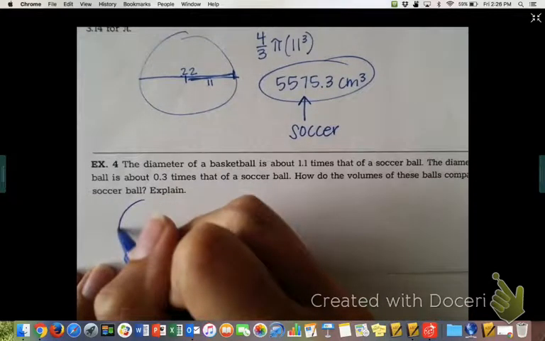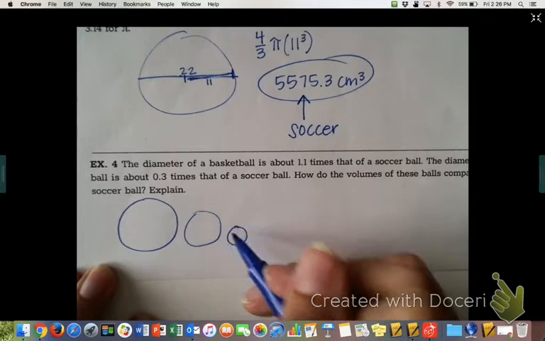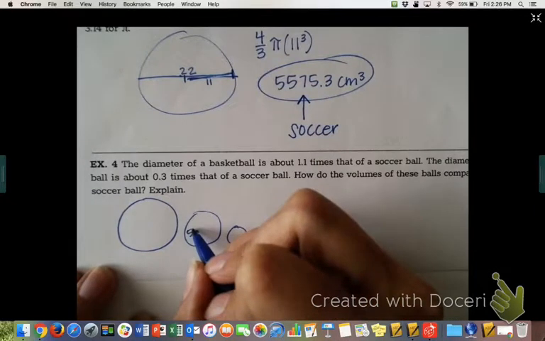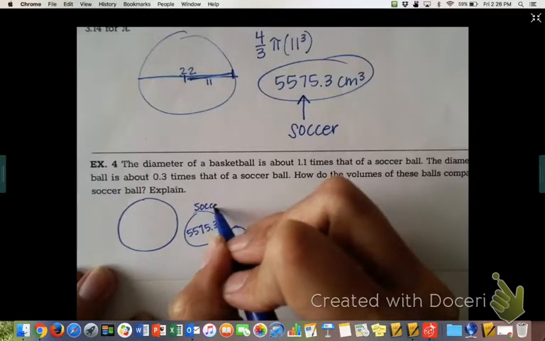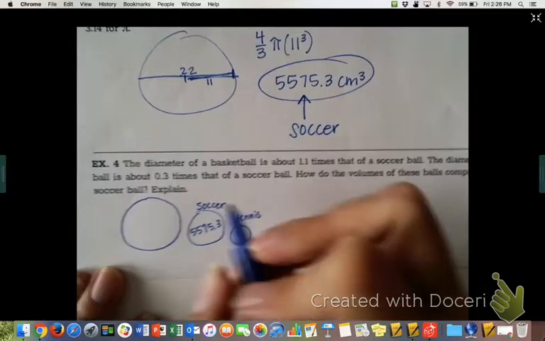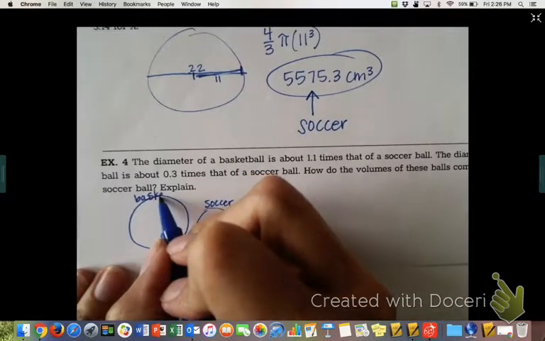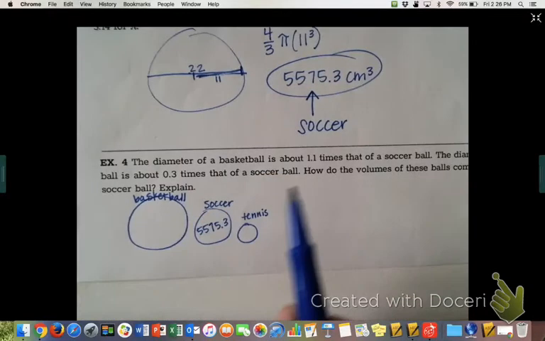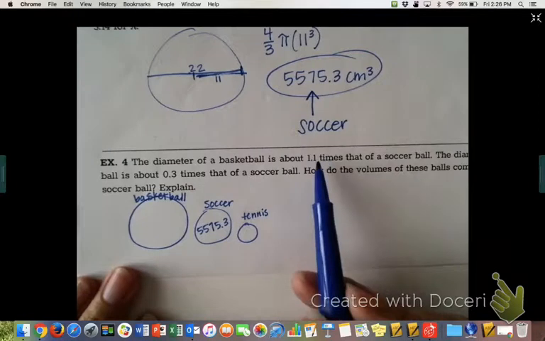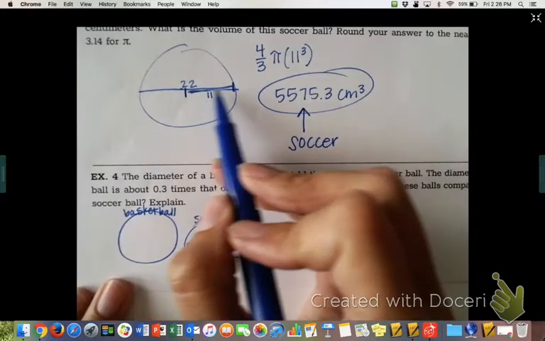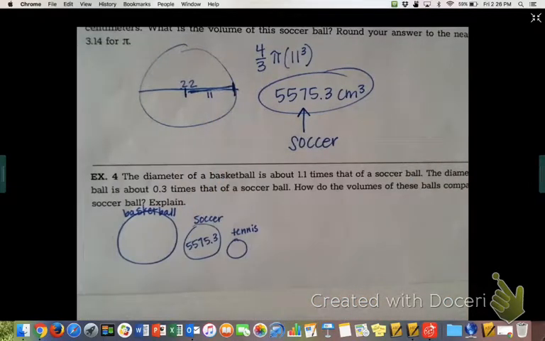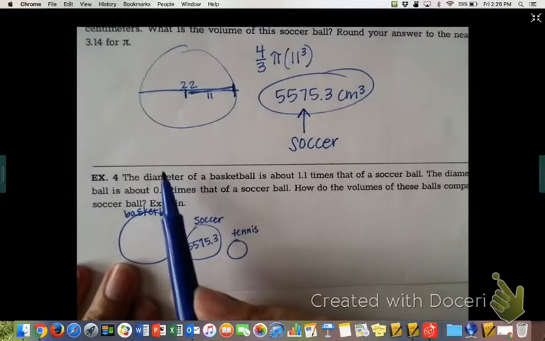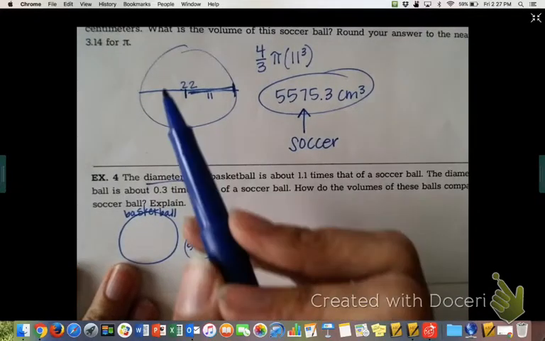So here's basketball, here's soccer ball, here's tennis ball. Soccer is 5575.3. There's tennis. Here's basketball. Okay, so let's calculate this. So the diameter of a basketball is 1.1 times that. So if our radius of our soccer ball was 11, we need to, oh, it says the diameter. Okay, so we need to go back to the diameter up here. So let's look at 22.